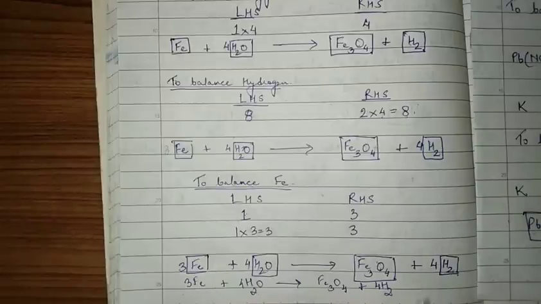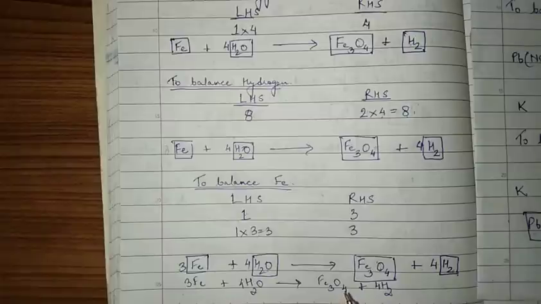So, thus we have learnt how to balance a chemical equation. Balancing is actually a trial and error method. We need to keep on trying by multiplying, and if it does not work, then we need to add new numbers here. Then we will see one more example of balancing of a chemical equation.